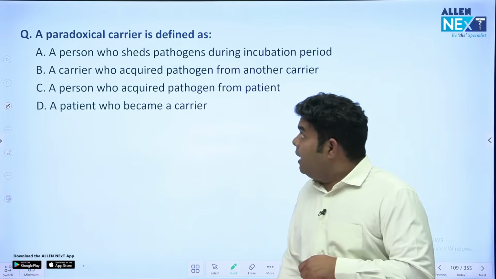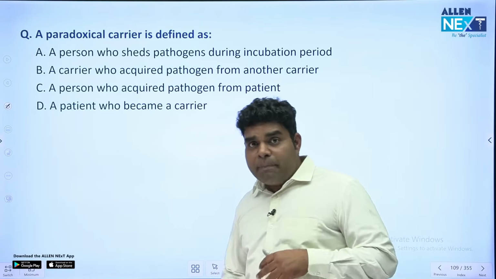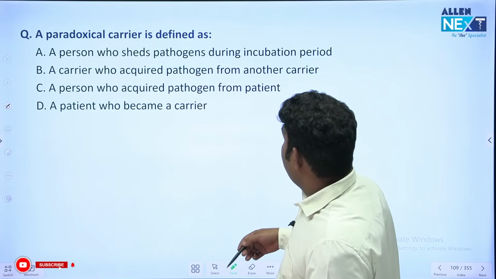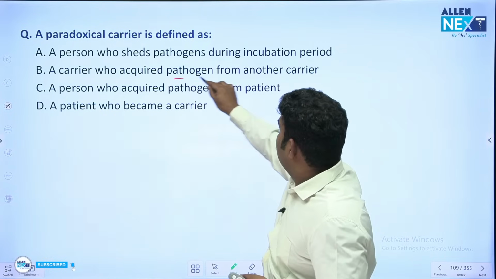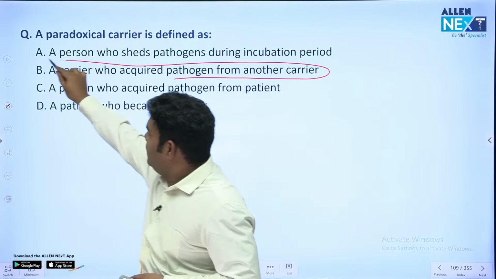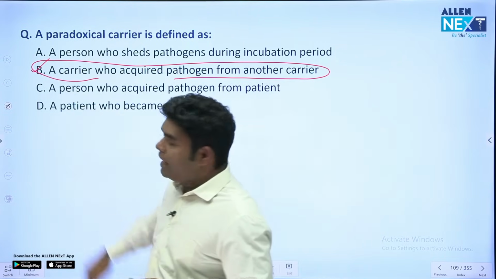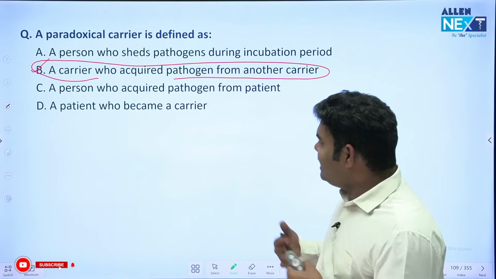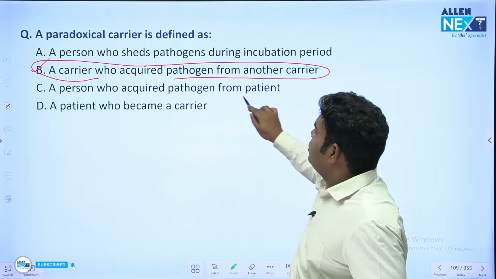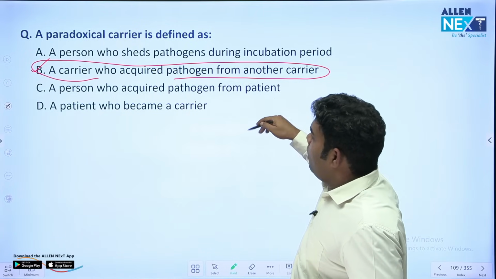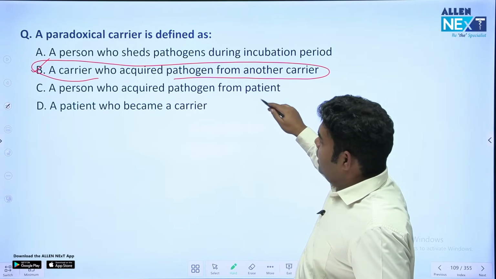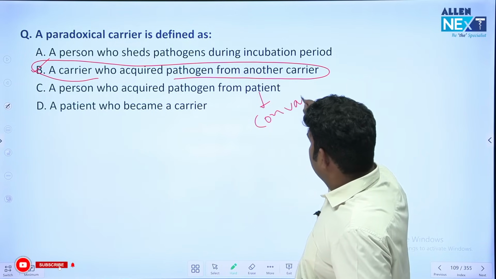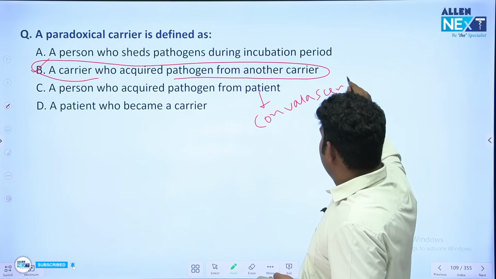Okay, next question. A paradoxical carrier. Who is a paradoxical carrier? A paradoxical carrier is one who acquired pathogen from another carrier. Okay, that is a paradoxical carrier. Convalescent carrier is the one who acquires pathogen from the patient. Okay, this is convalescent. These are two definitions which you have to remember.